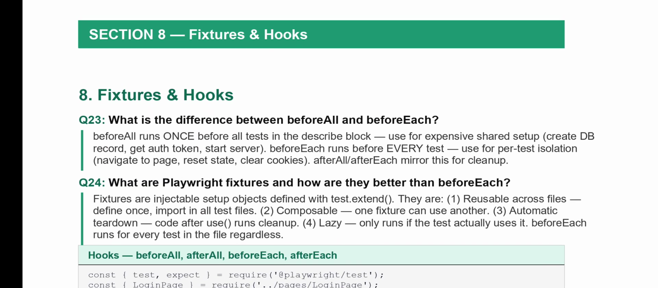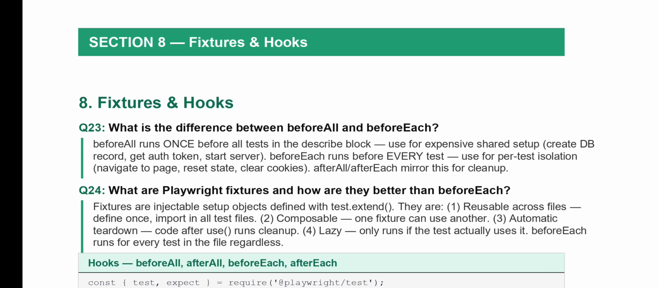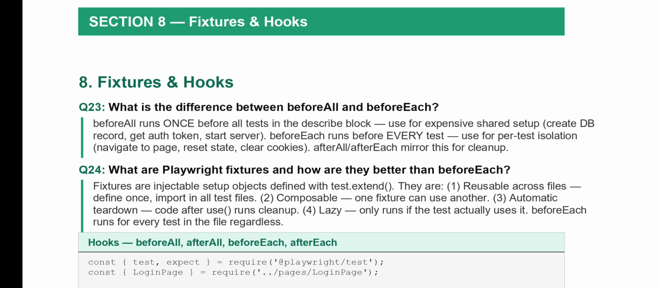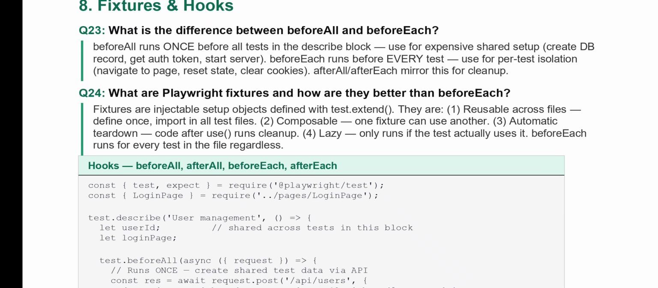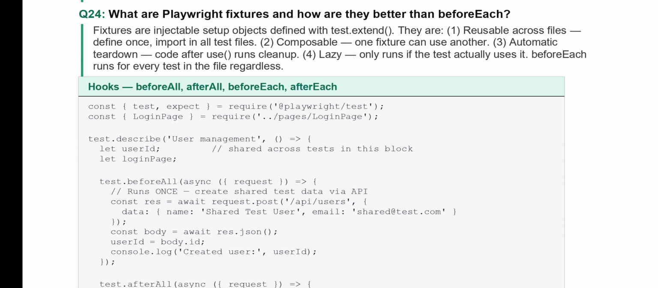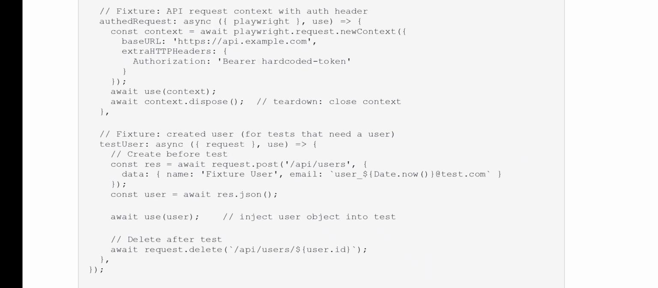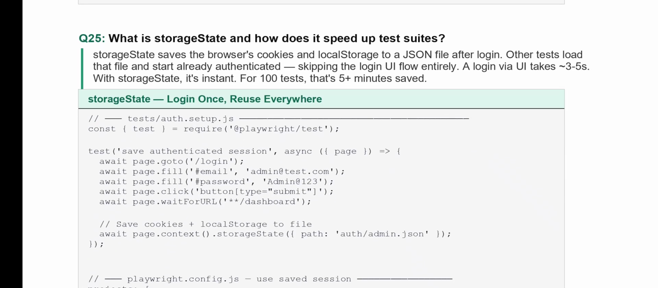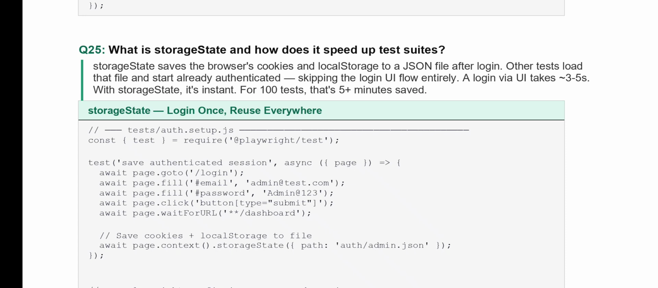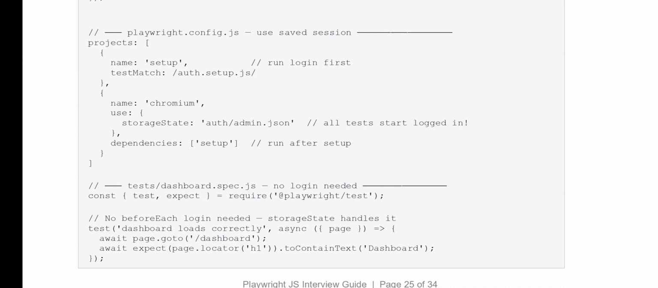In the next section, let's speak about fixtures and hooks. What is the difference between beforeAll and beforeEach? What are Playwright fixtures and how are they better than beforeEach? What is storage state and how does it speed up test suites?